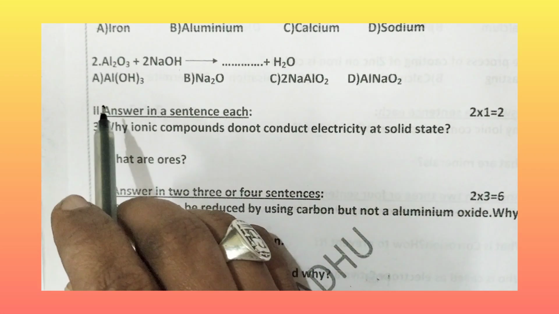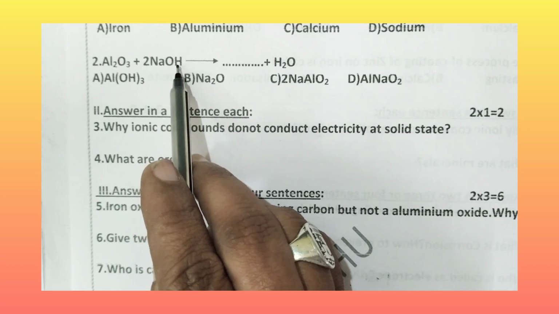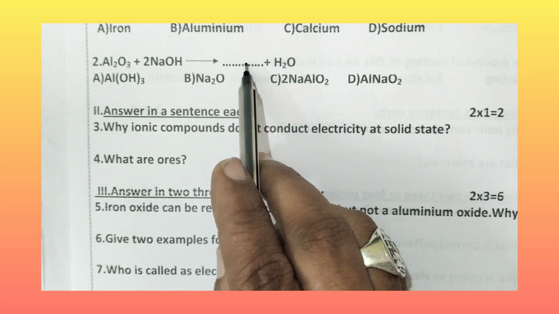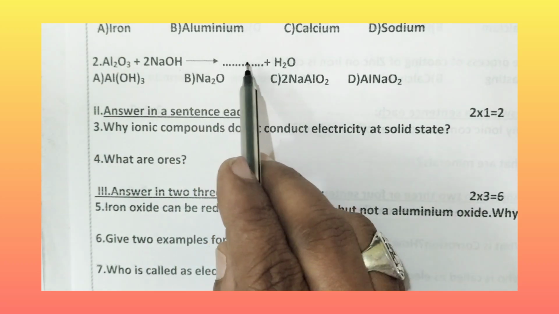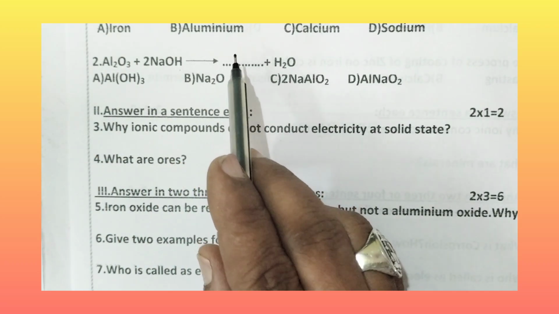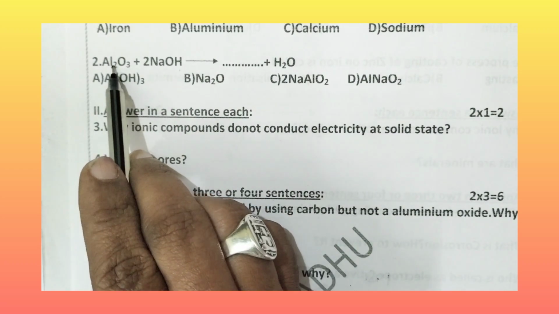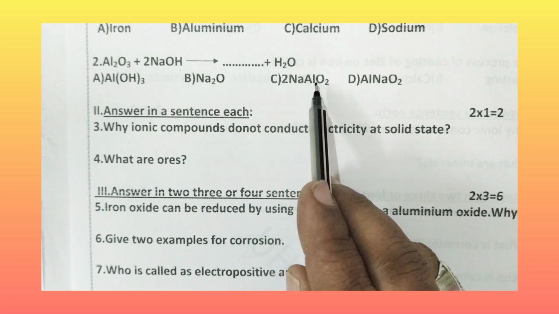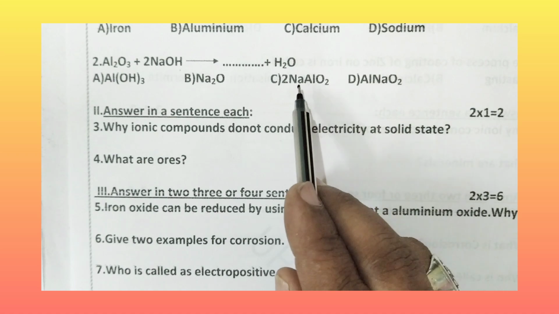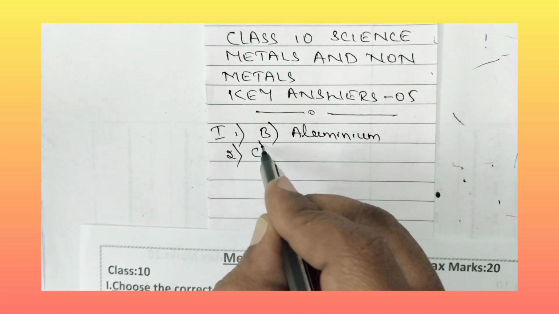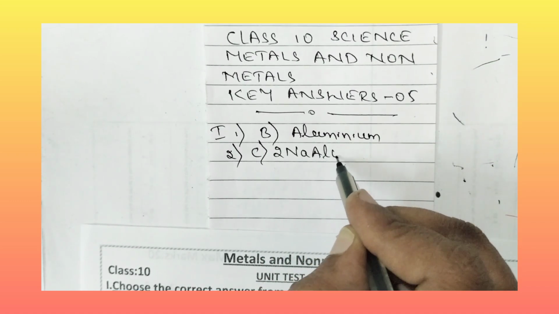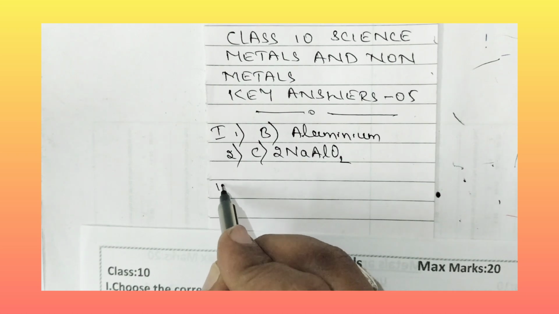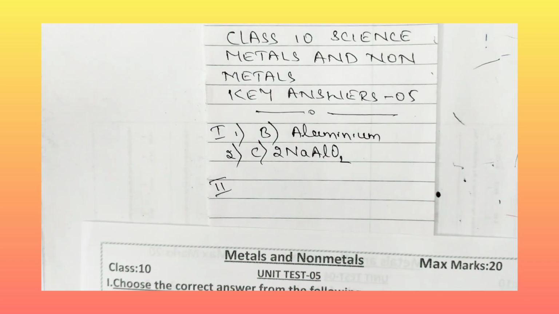Aluminium oxide, when it reacts with sodium hydroxide, forms salt and water. So it is an amphoteric oxide, aluminium oxide. What will be the name of the salt? Balancing the equation, since Al2 is there, 2NaAlO2. This is called sodium aluminate. So for the second question, the right option is option C, 2NaAlO2, sodium aluminate.